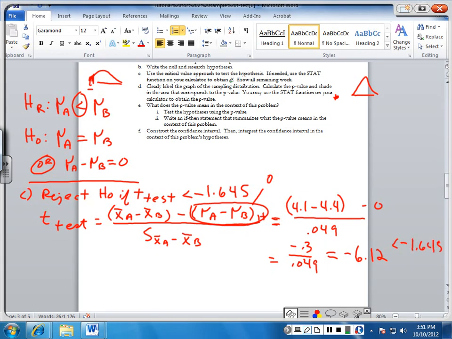1.645. So now we will reject H0, and we will conclude that mu A is less than mu B. We can use that to decide which design to use. I assume we want a lower residue, so we ought to use design A. That new design has yielded an improvement that's worth making changes for.